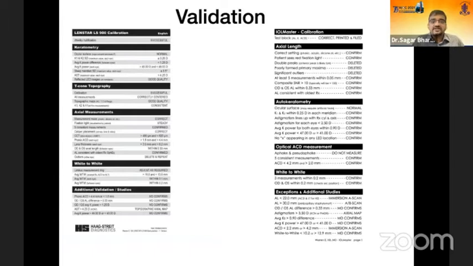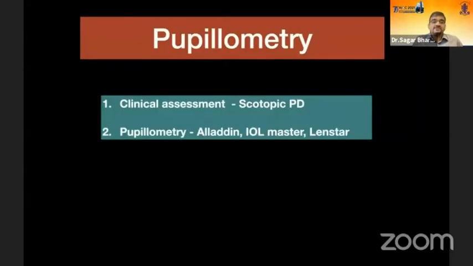Most important is validation of the findings that come in. Most of these biometers come with validation criteria. For example, this is IOL Master 700. It tells you that if you get an astigmatism of more than 3.5, you have to do a topography to rule out ectasia. So following the validation guidelines really improves the accuracy.